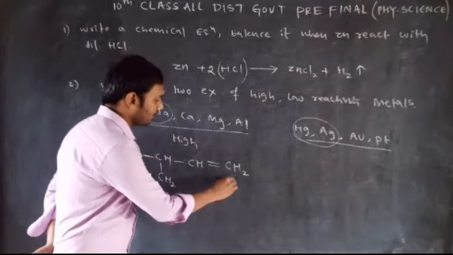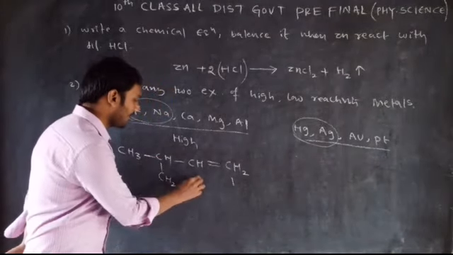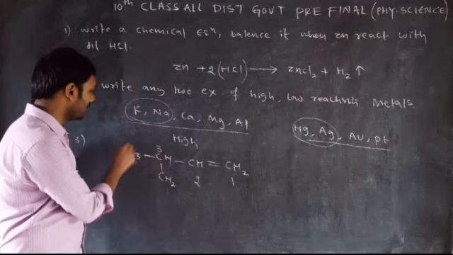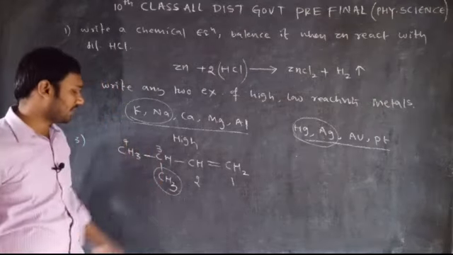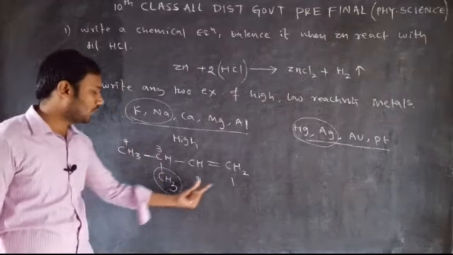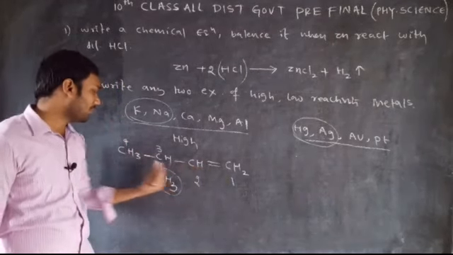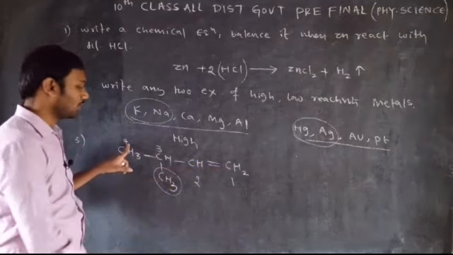So if you start the numbering from this carbon, this is the first carbon, this is the second carbon, this is the third carbon, and this is the fourth carbon, and this is behaving as CH3. It is behaving as a substituent, right? So now here, first of all, in the longest chain, how many carbon atoms are there? 4 carbon atoms are present.